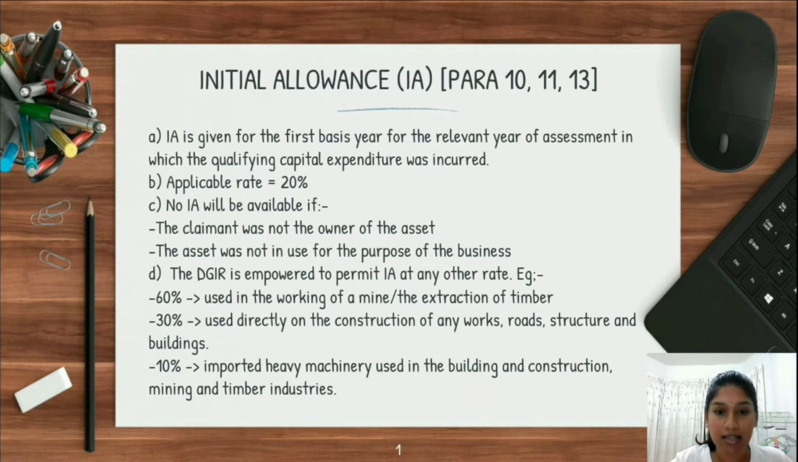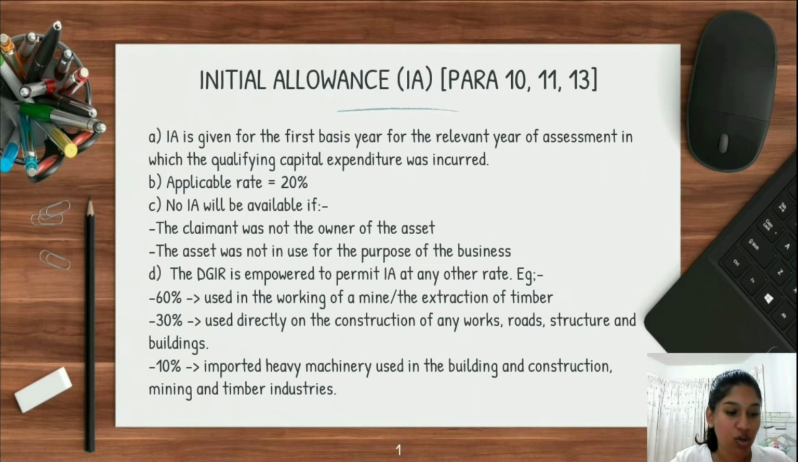The DGIR is empowered to permit initial allowance at any other rate. For example, an initial allowance of 60% of the qualifying capital expenditure is given if the plant and machinery is used in the working of a mine or the extraction of timber from a forest or other prescribed activities. However, a taxpayer can elect in writing to have the allowance limited to 20% of the expenditure.